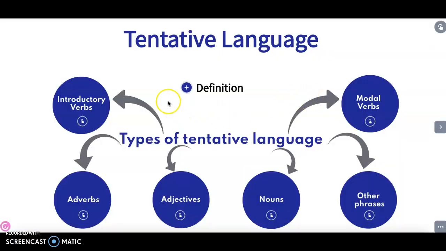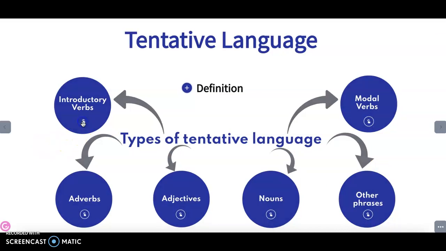So there are different ways that we can be tentative in our writing. We can use introductory verbs, we can use modal verbs, adverbs and adjectives, we can use nouns, and then there's also some other phrases that we can use. Let's look at these in turn, and we'll start with introductory verbs.